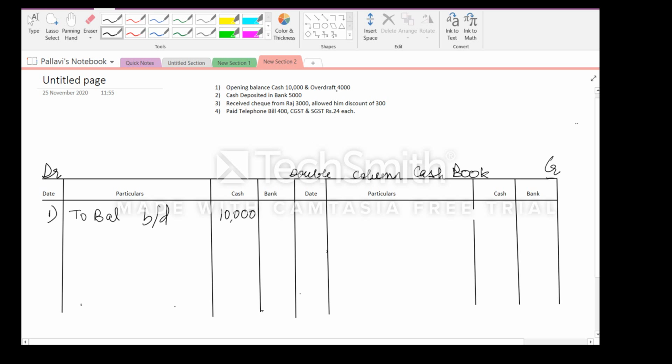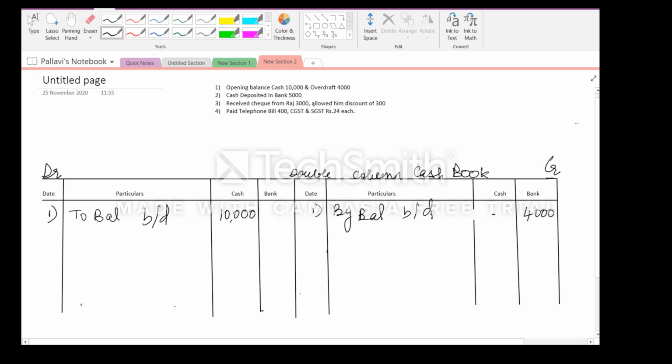For bank, they say that it's an overdraft. So overdraft is always for bank, right? And if it's an overdraft, it's going to come on the credit side, the opening balance. So here we are going to write by balance brought down. In the bank column, we are going to write 4,000 rupees.